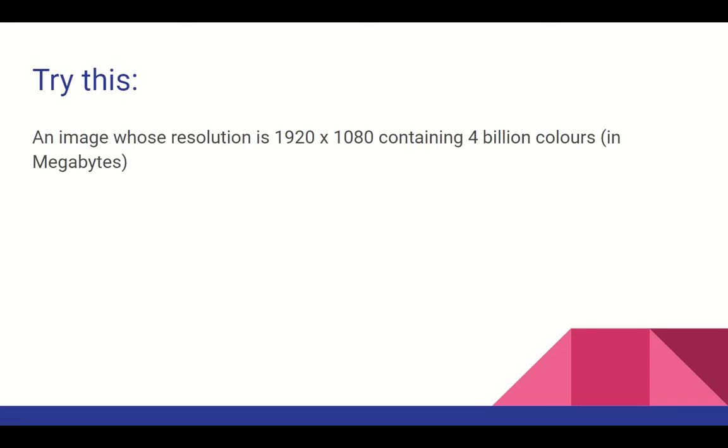So your calculation will be what? 1920 by 1080 by 32, divided by 8 times 1024 times 1024. And if you do that calculation, you should come up with 7.9 megabytes. So look at the screens around you. They're all 1080p. Every frame that is drawn on the screen is 7.9 megabytes in size. And that gets refreshed 60 times a second.